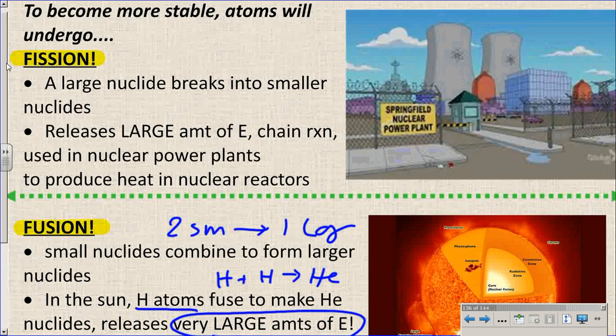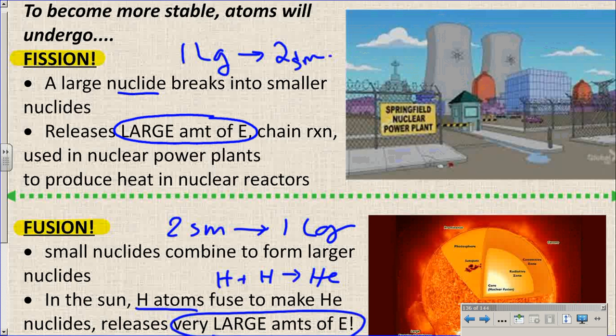So we take one large atom, we break it into two smaller atoms, or three or four. I mean, it can fizz or fission into multiple pieces. But essentially, we take one large nuclide, which is what that is, nuclide, and we're going to make it into many pieces. And when that happens, also a large amount of energy is going to be released. We can actually capture that energy, and that's definitely what we use in nuclear power plants. So you need to know that. Fission is definitely what we use in nuclear power plants. Fusion is what the sun does. So know the examples that go along with them, okay?